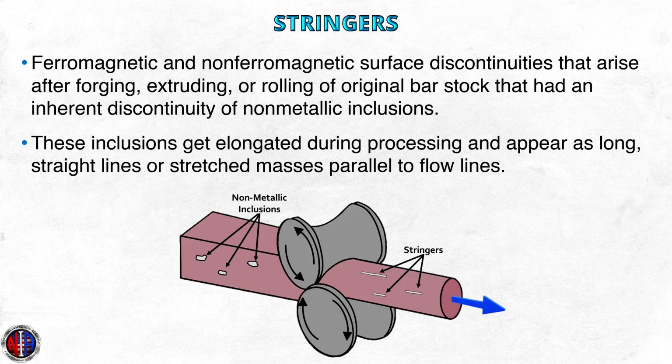Stringers. Stringers are ferromagnetic and non-ferromagnetic surface discontinuities that arise after forging, extruding, or rolling of original bar stock that had an inherent discontinuity of non-metallic inclusions. These inclusions get elongated during processing and appear as long, straight lines or stretched masses parallel to flow lines.